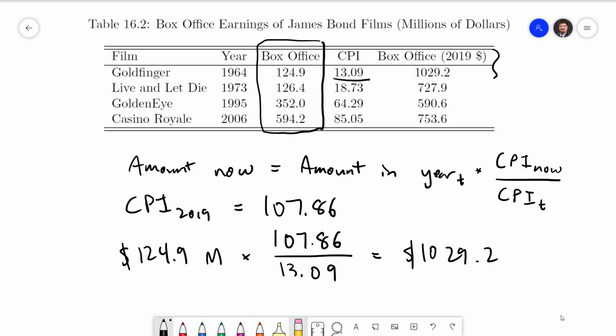In the fourth column of the table, I've gone through and done this calculation for 3 other movies, Live and Let Die, GoldenEye, and Casino Royale. Did the same adjustment based on those years' CPIs to 2019 CPI, and we can see that while it looked like Casino Royale made a lot more money than Goldfinger, once we have adjusted for this inflation, we can see that the 1964 movie was actually the highest earning of the 4. If you want to get a little bit more practice doing this calculation, then I encourage you to go and verify the box office earnings in 2019 dollars of the other 3 movies.